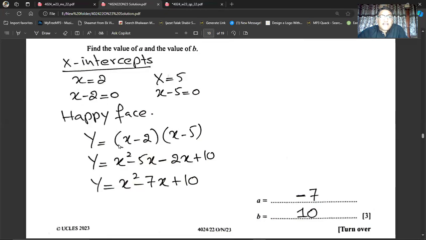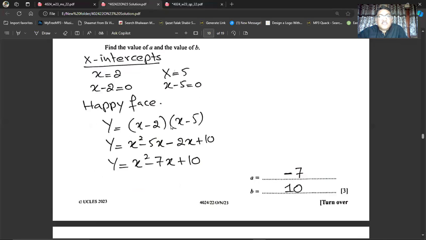So you will have y is equal to x minus 2 into x minus 5. So y is equal to x squared minus 5x minus 2x plus 10. So the equation is y is equal to x squared minus 7x plus 10. So the value of a is minus 7 and the value of b is 10.